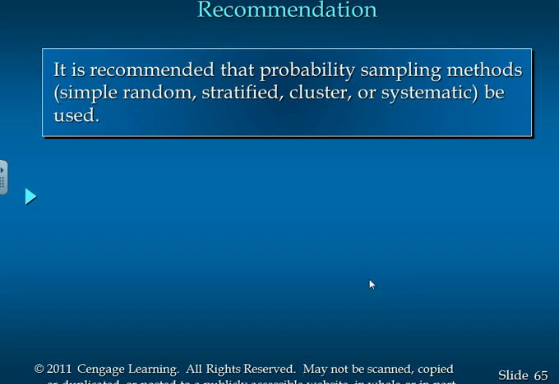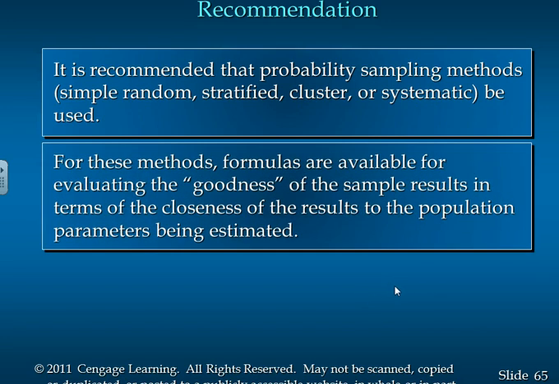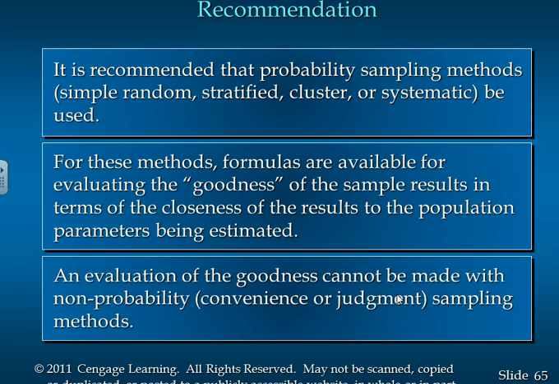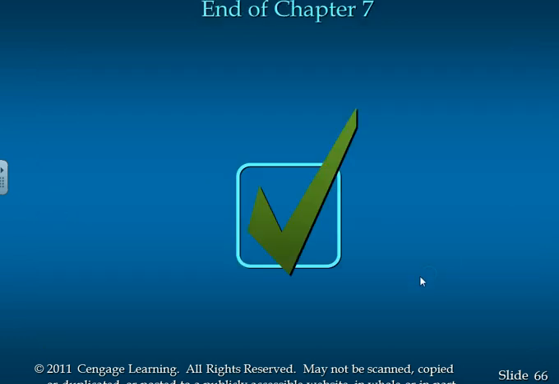Recommendation: it is recommended that a probability sampling method, random, stratified, cluster, or systematic, be used. How much good is it? I can't judge goodness if I do a convenience or a judgment sample, but I can judge goodness if I do a random, stratified, whatever. We're done with chapter 7.